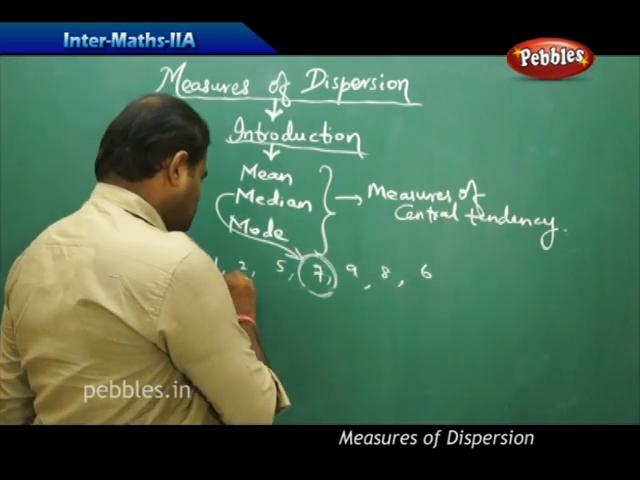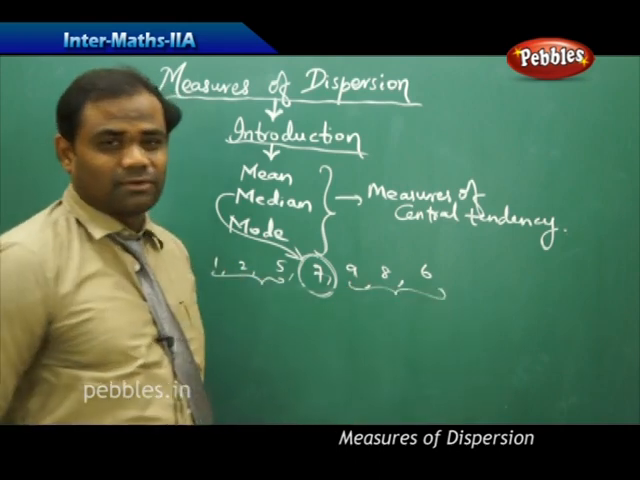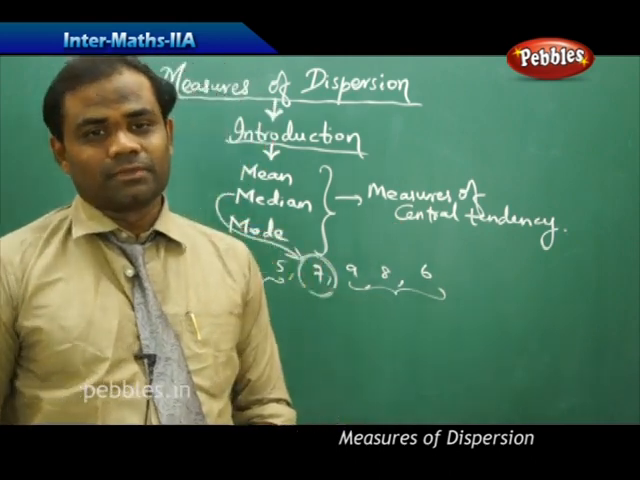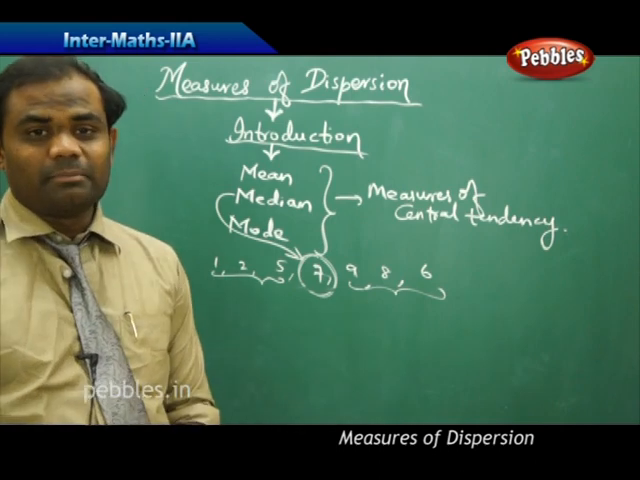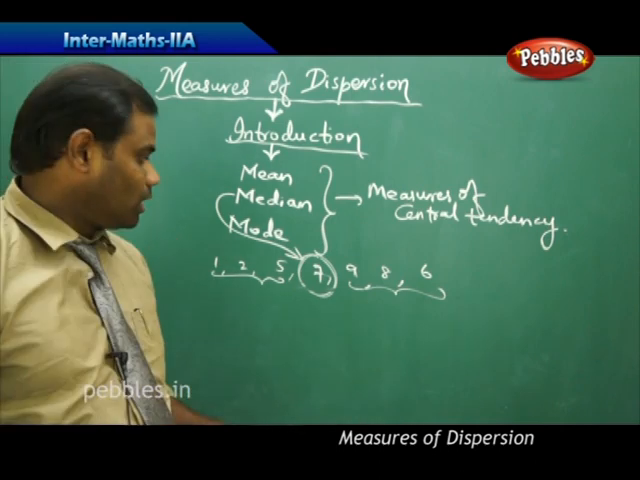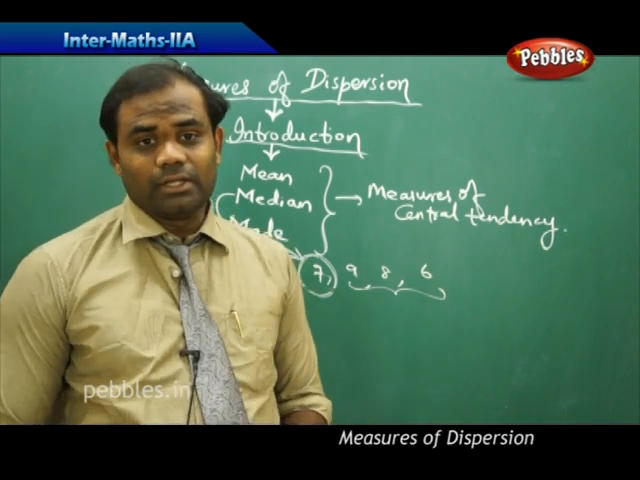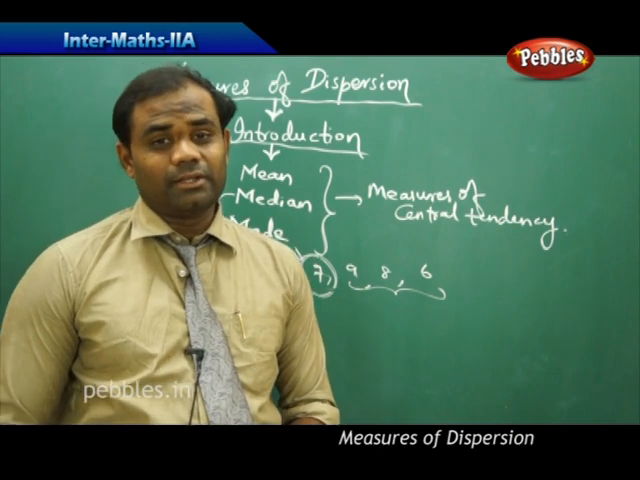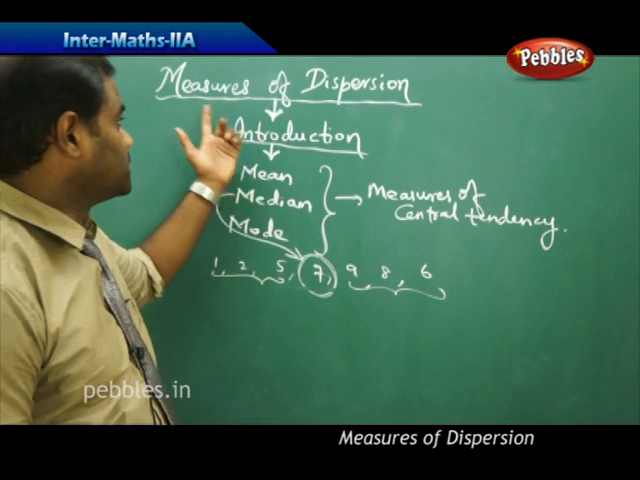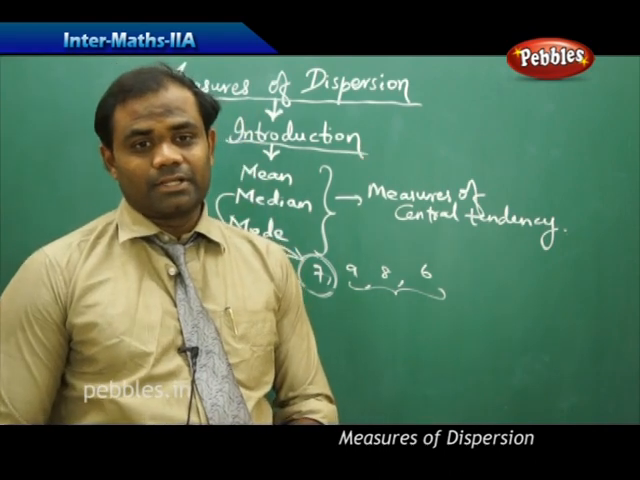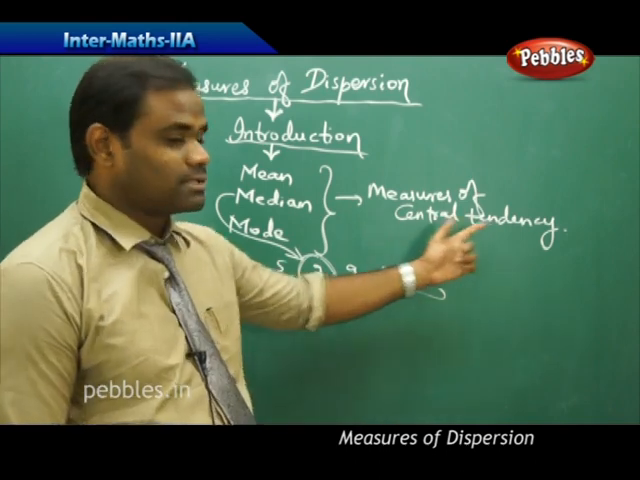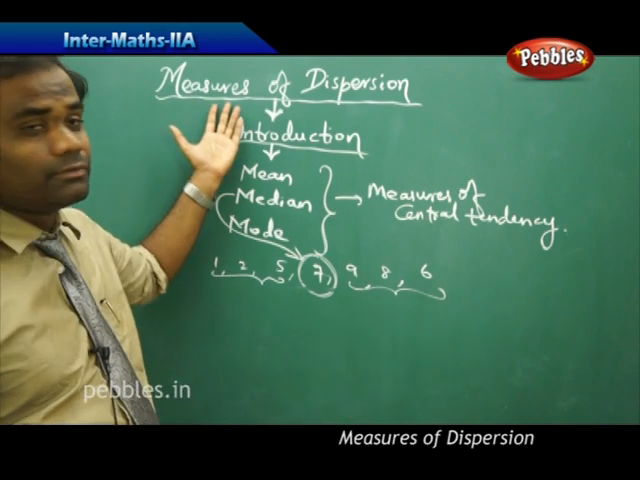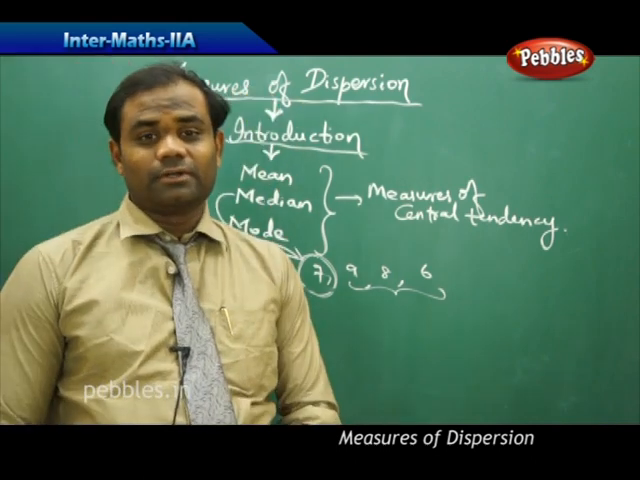But when it comes to discussing the nature of the rest of the data points, this measure of central tendency alone is not sufficient. So we also have to study the measure of variation, that is, how the data points vary. Considering the central tendency of the data is the measure of central tendency, and considering the variation of the data into account is nothing but the measure of dispersion.